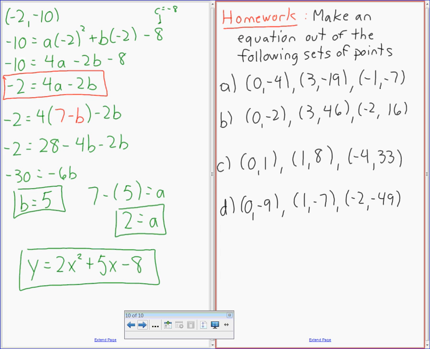Alright, please also remember I will be available after school today. I'll be back tomorrow. We're moving on tomorrow though, so I'm going to do one quick warm-up like this, and then we'll continue on with the rest of the unit.